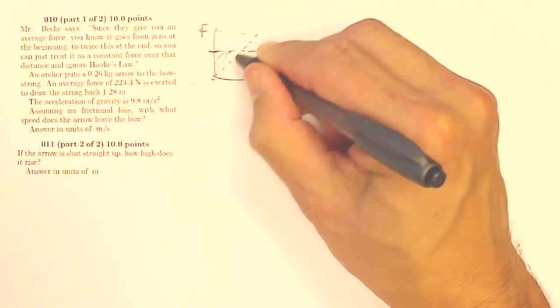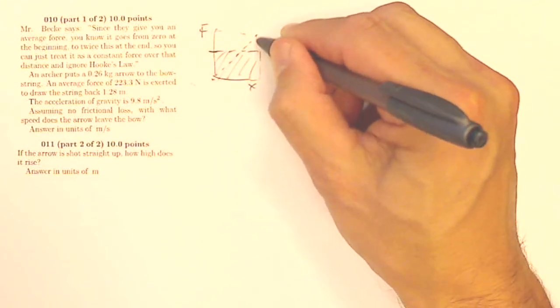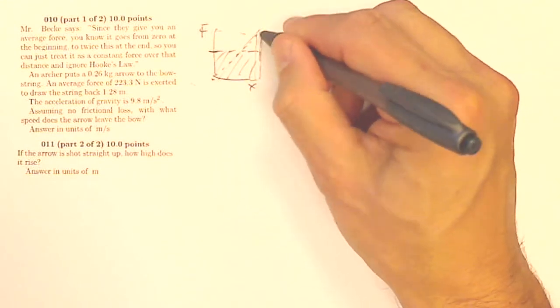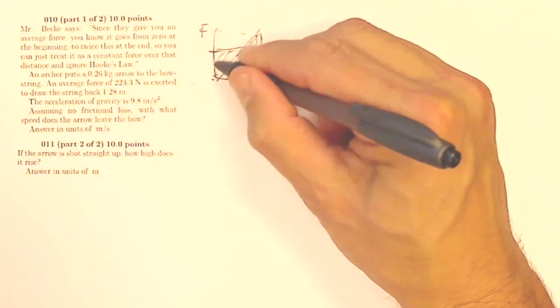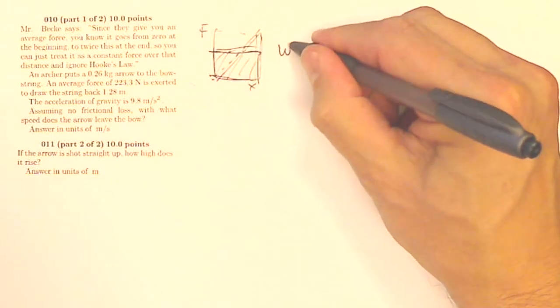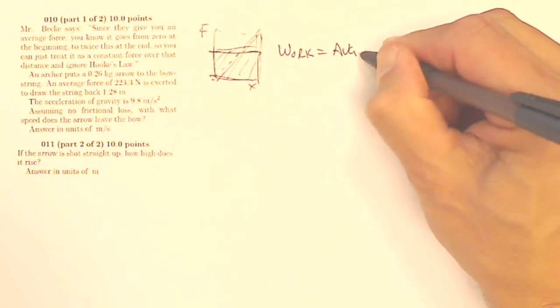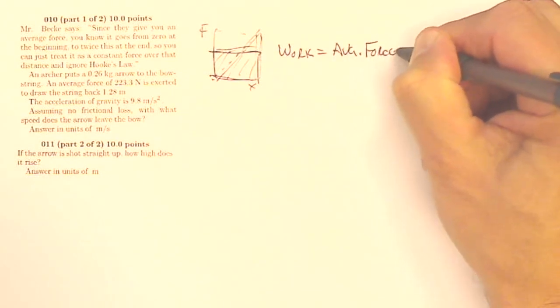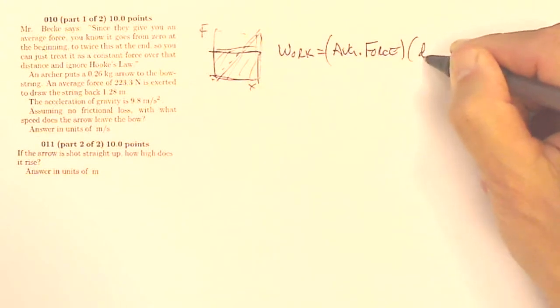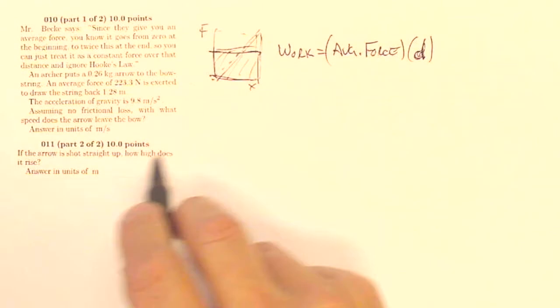So if I'm going to want the area here, it's going to be the same as the area of that triangle that I would normally get. So the work is going to be the same. So I can just do my work is going to be my average force times my distance. So that's easy enough to do because they give me the average force.